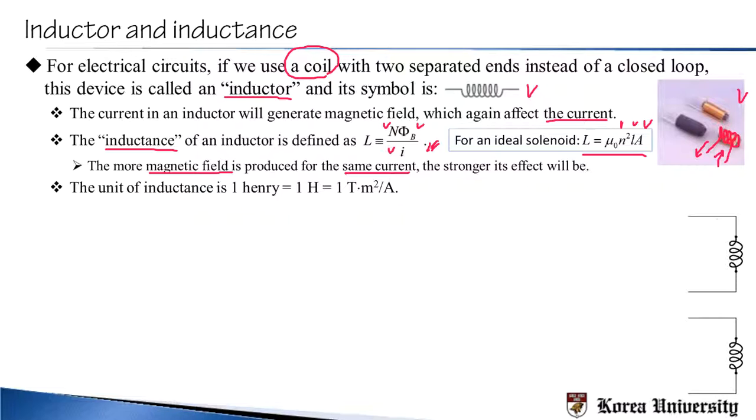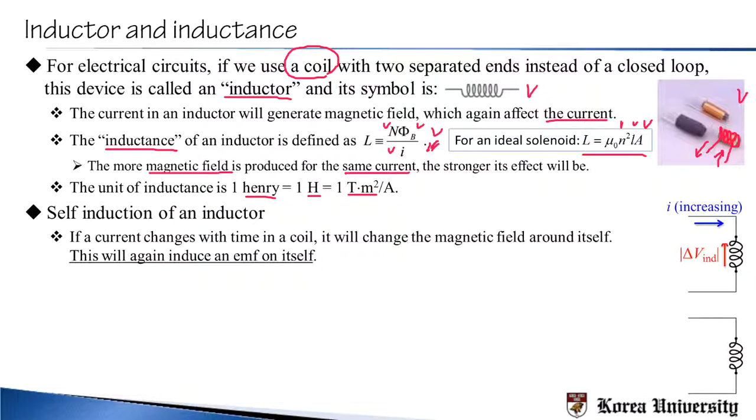Then we have to think about the unit of inductance. It was defined to be the magnetic flux divided by the current. Therefore, it will be tesla meter squared divided by ampere, and we give it a new symbol H, and call it henry. Of course, this henry also comes from the name of a scientist. Finally, I will explain how this coil or inductor has an effect on the electric circuit.